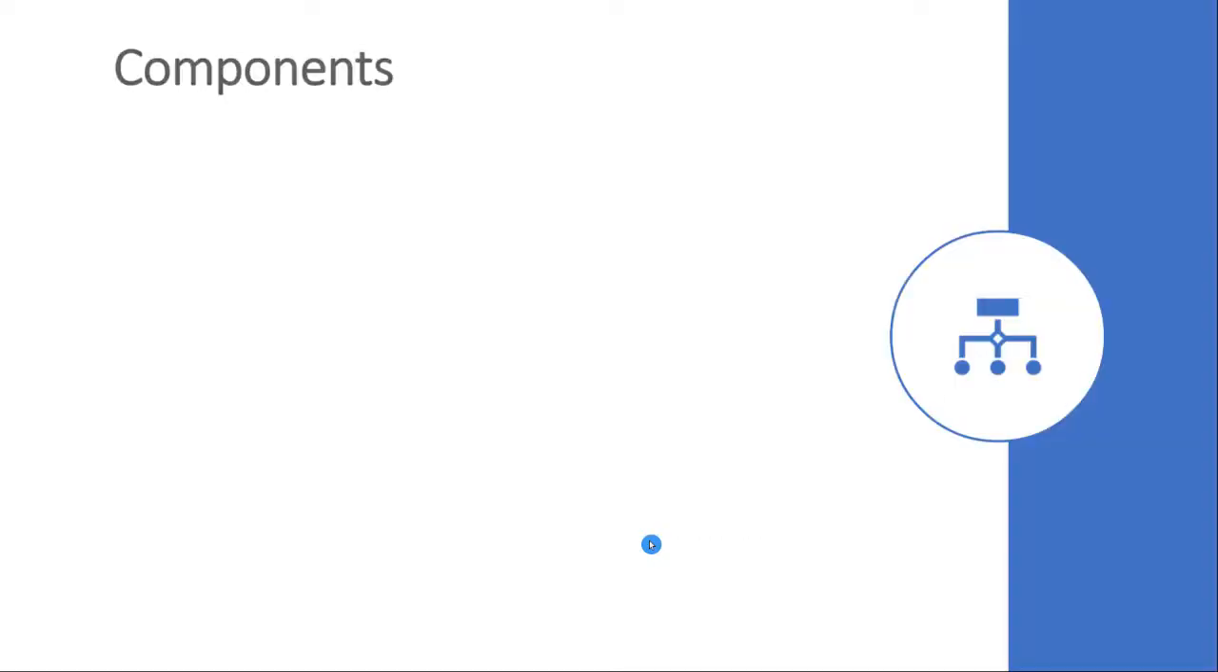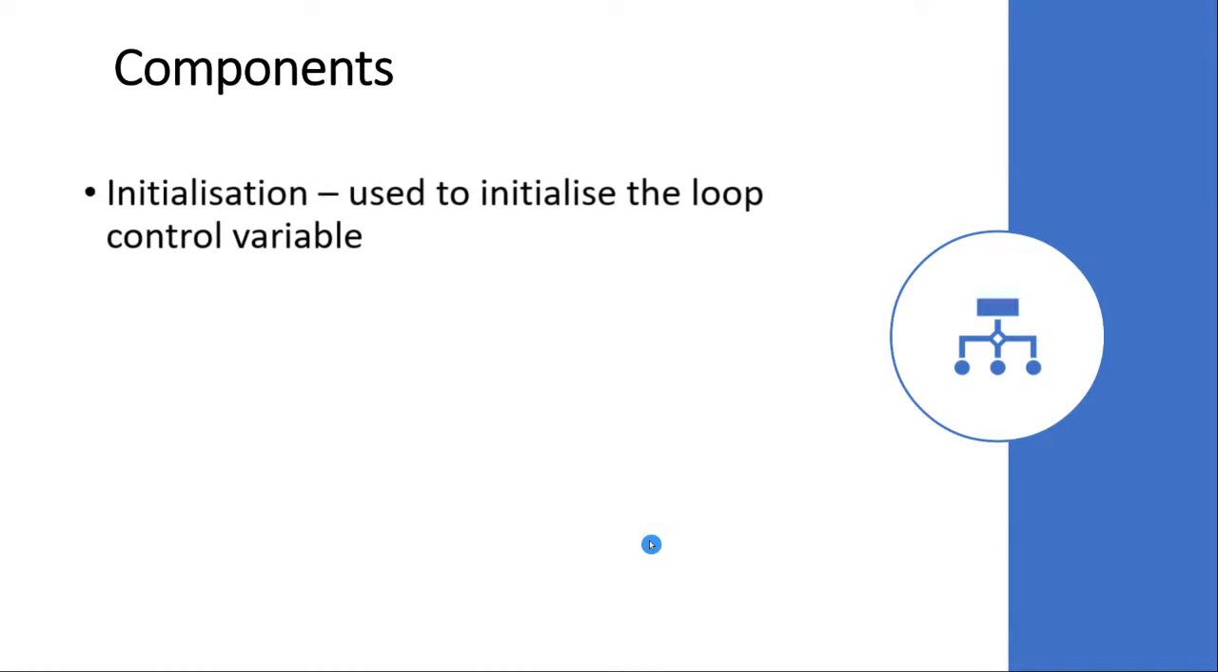The first one is initialization. It initializes the loop control variable. Here we are going to initialize the loop control variable, suppose i is equal to 10 or i is equal to 0. So the initialization, assigning the value to the variable, takes place in the part of initialization.